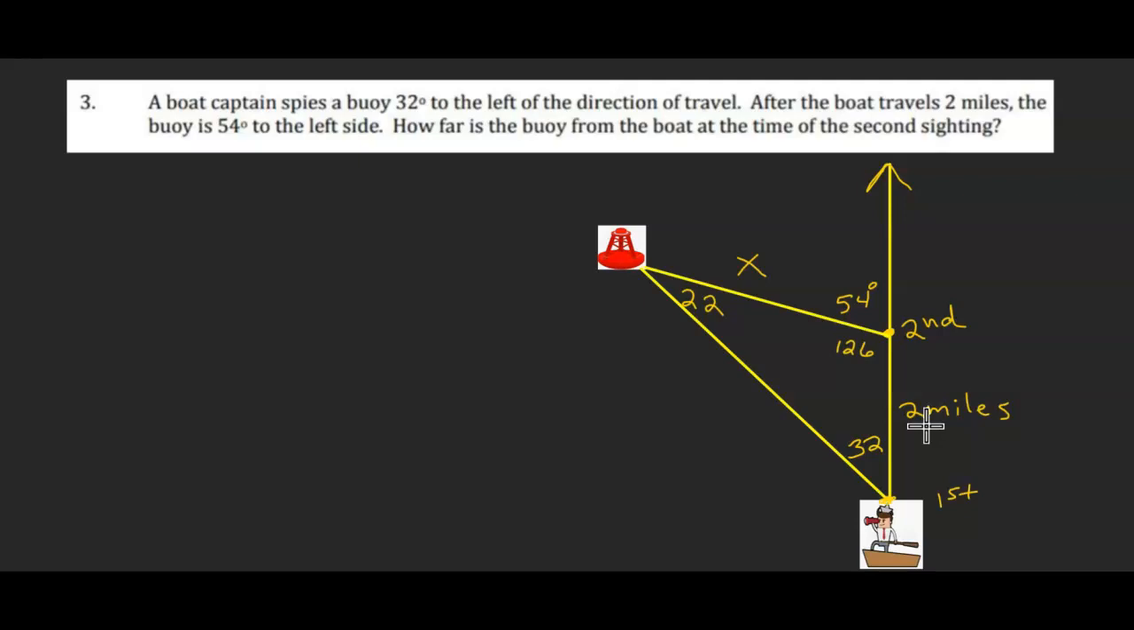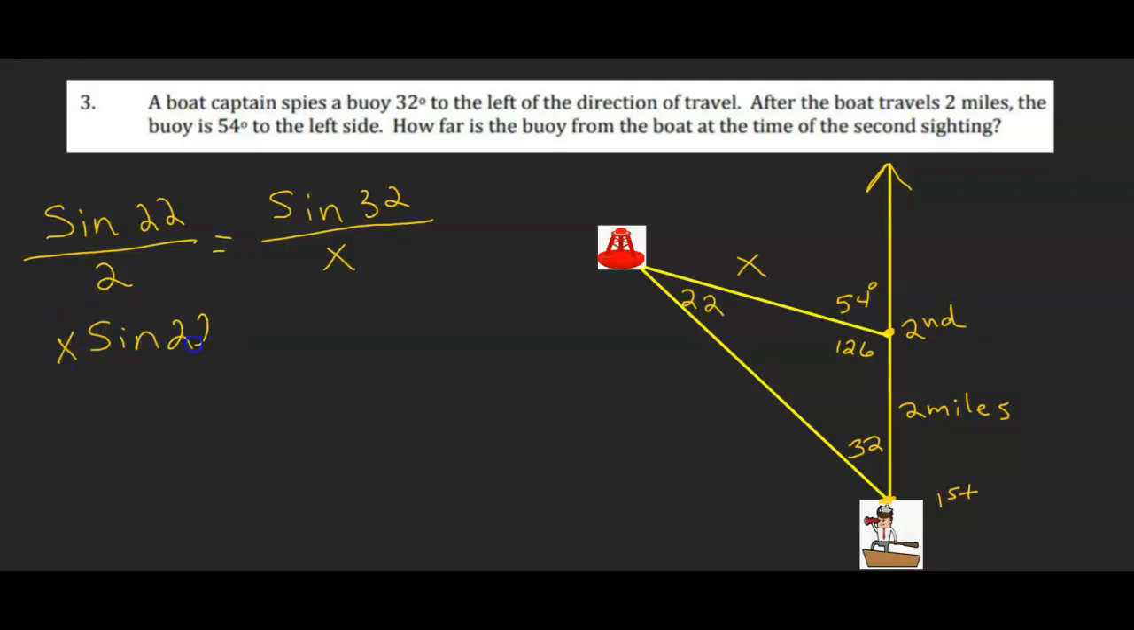So you're going to do the sine of 22 over 2 equals, now we're looking for this one, so we're going to use the 32, sine of 32 over x. And then you just cross multiply. So we have x sine of 22 equals 2 sine of 32. And then just divide both sides by the sine of 22. So that'll give us that x equals 2.83.